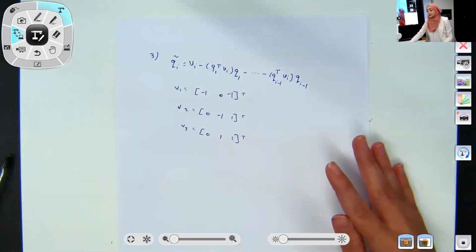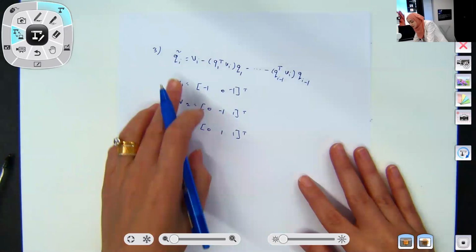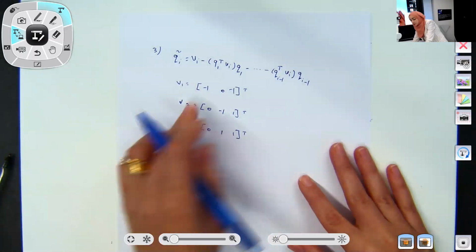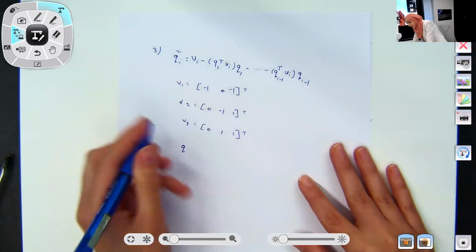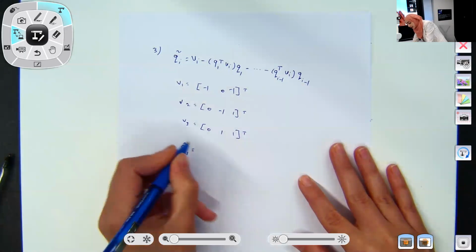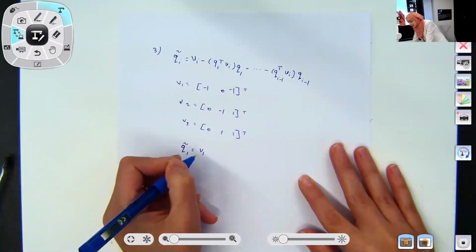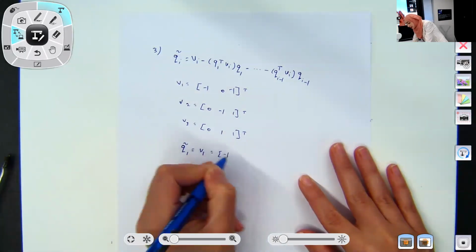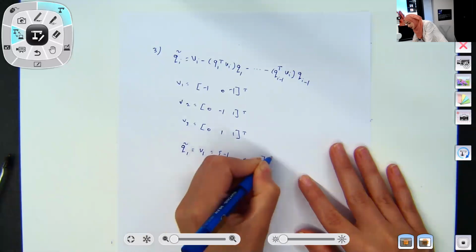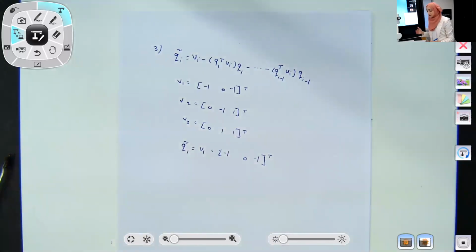Let's try to find the q1 tilde. To find the q1 tilde, just substitute in the Gram-Schmidt algorithm. q1 tilde equals v1, and v1 here is equal to -1, 0, -1 transpose. And this is not equal to 0. According to Gram-Schmidt, if q1 tilde is not equal to 0, we need to continue.